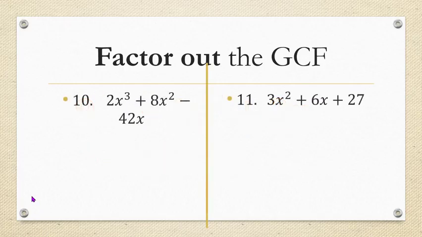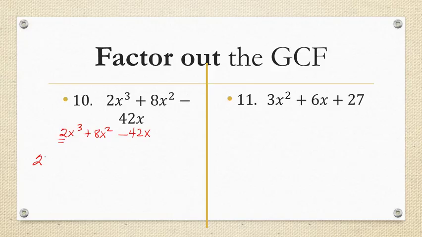Okay, factor out. Let's think about rewriting this out. 2x to the third plus 8x squared minus 42x. Okay, this is what the problem is. Let's think about what we can divide out of 2, 8, and 42. Now, one thing I like to do is see if the smallest number is a factor of 8 and 42. It is. So we know 2 will divide out.